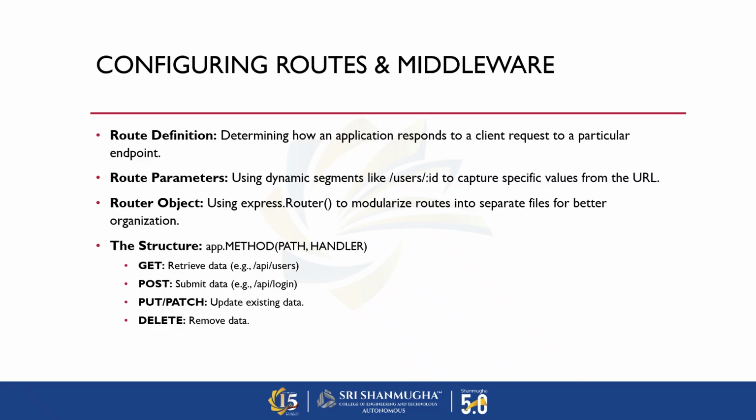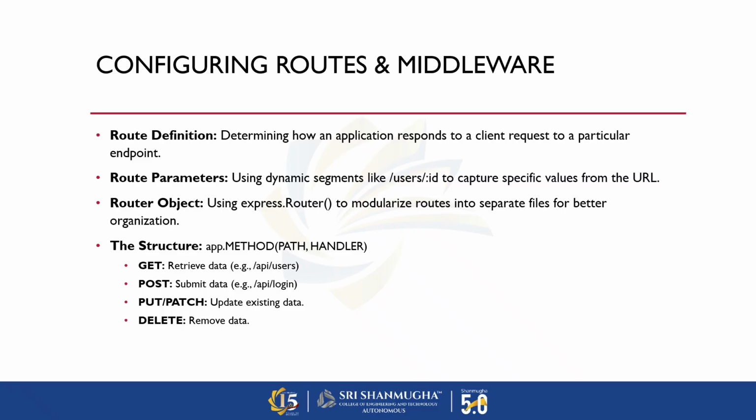Route definition: what is called a route? Routing is nothing but it determines how an application responds to a client request on a particular URL endpoint. Route parameters use dynamic segments like /users. So parameters are nothing but whatever parameters you pass in the URL address.